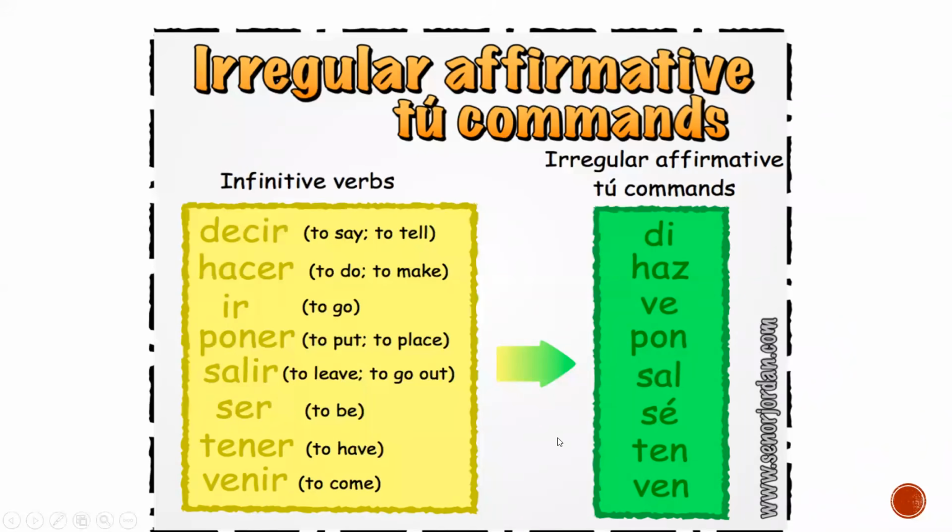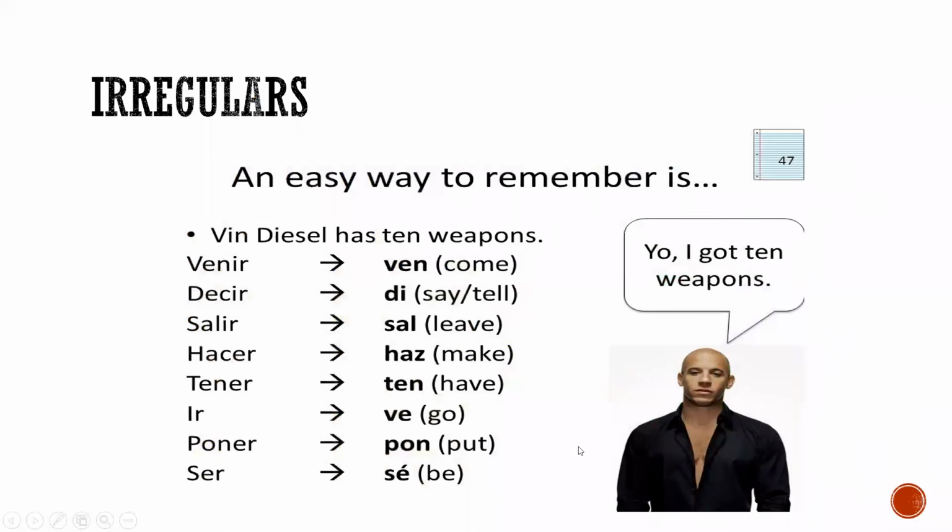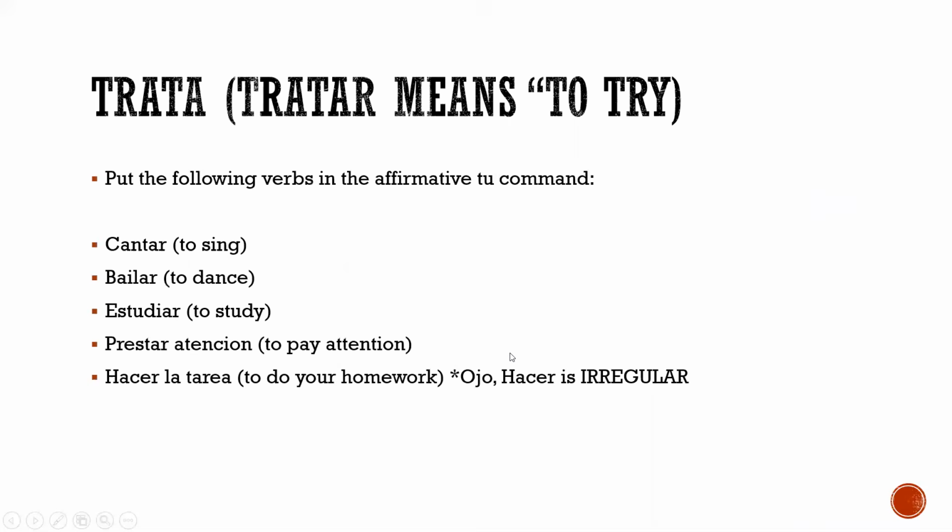There's kind of a funny way to help students remember these. Vin Diesel was a famous actor in the 90s. If you say the commands in this order, "Vin Diesel has ten weapons," it kind of sounds like you're saying Vin Diesel has ten weapons in a weird accent. So it's a funny way to help you memorize it. Tratar means to try, so trata is try.